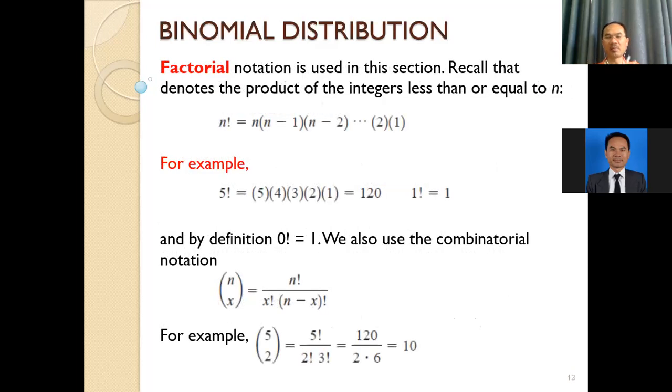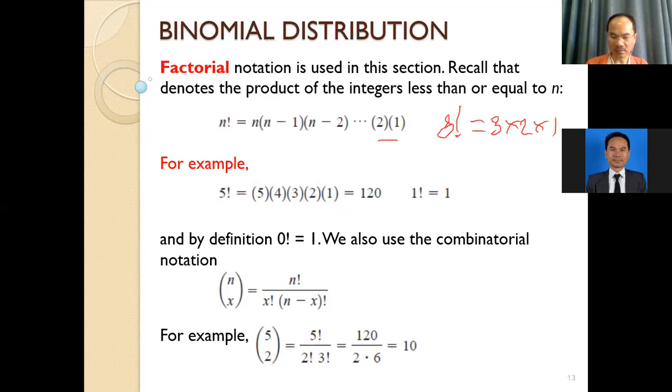Okay, before we talk about the binomial distribution, I will recall the definition of factorial, because most of the next distributions we talk about use the factorial. I talked to you about it on Friday. The definition: n factorial equals n multiplied by n minus 1 multiplied by n minus 2, until multiplying by 1. For example, 3 factorial equals 3 multiplied by 2 multiplied by 1.